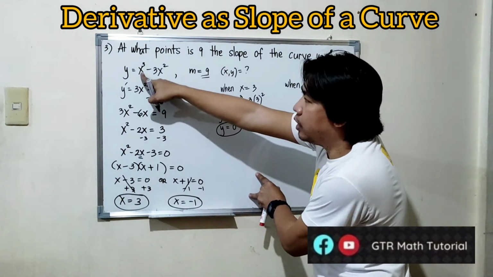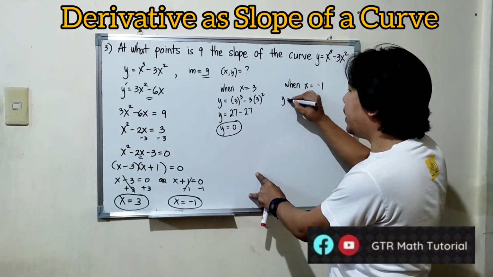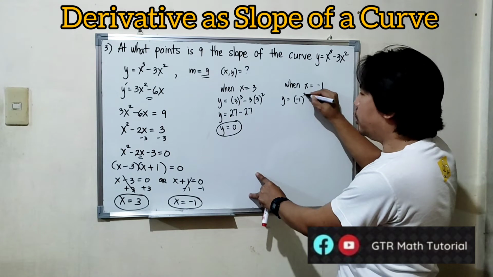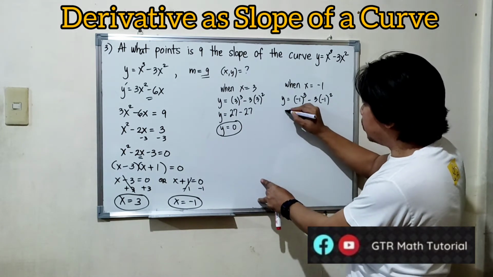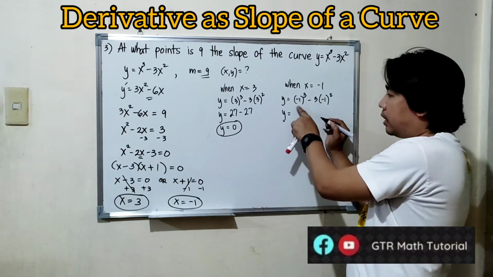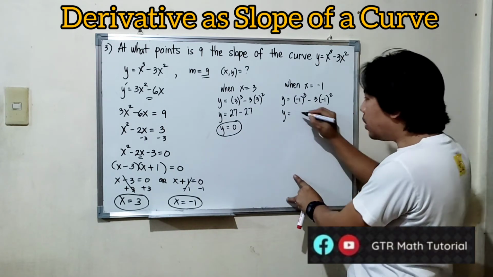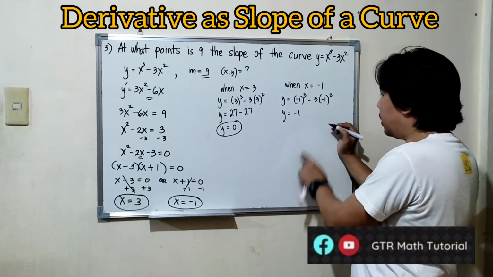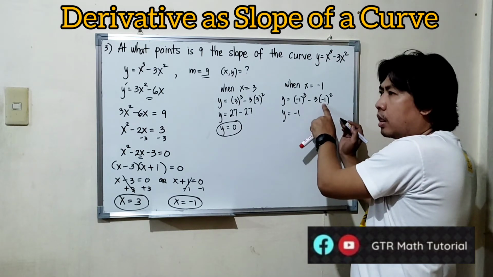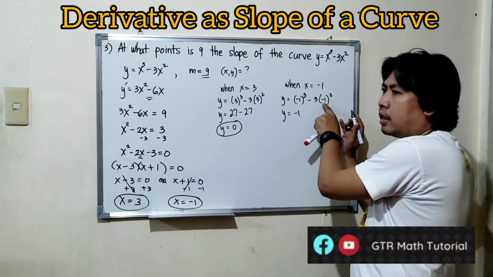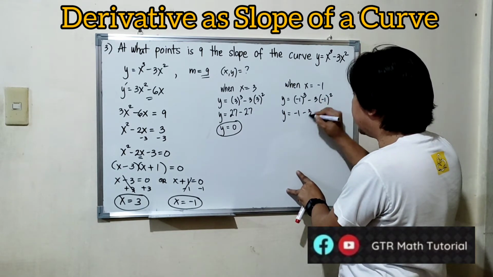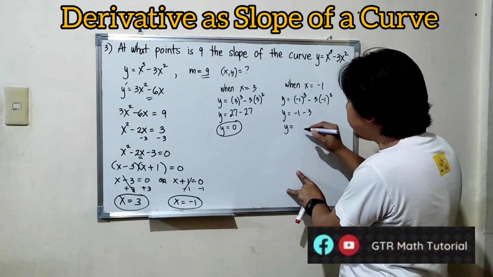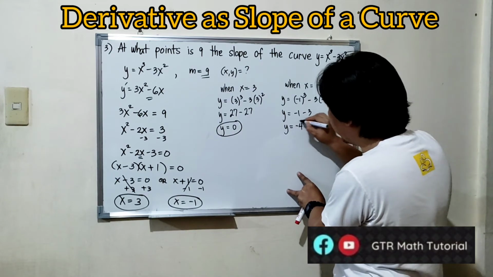And then when x equals negative 1, substitute negative 1 to x. So we have y equals negative 1 cubed minus 3 times negative 1 squared. So we have y equals negative 1 times negative 1 times negative 1 will give us negative 1. And then negative 1 times negative 1, that is positive 1 times negative 3, we have negative 3. So therefore, y equals negative 4.